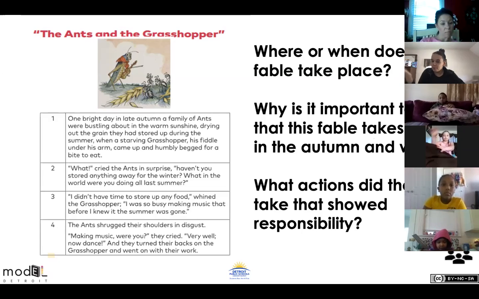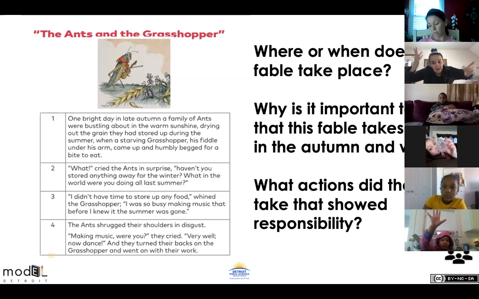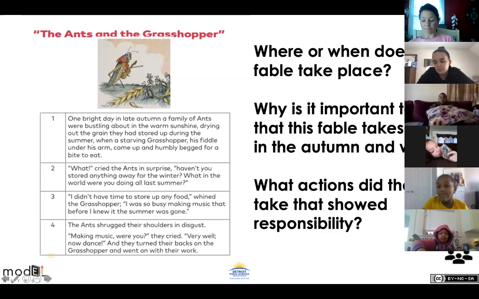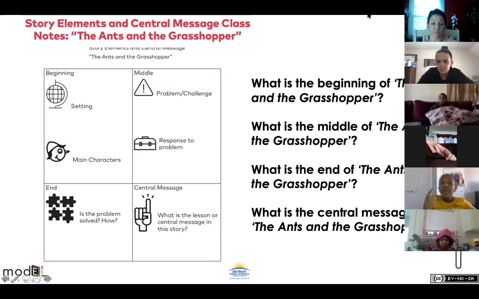Do the ants help Mr. Grasshopper, or do the ants kind of say like, sorry, too bad? Who wants to answer that? Tamira. Do the ants help Mr. Grasshopper? No. What do they say to him? They said, when you make your music, you can dance. Yeah. They said, I guess you can go dance because you didn't keep any food. You're not going to be eating.